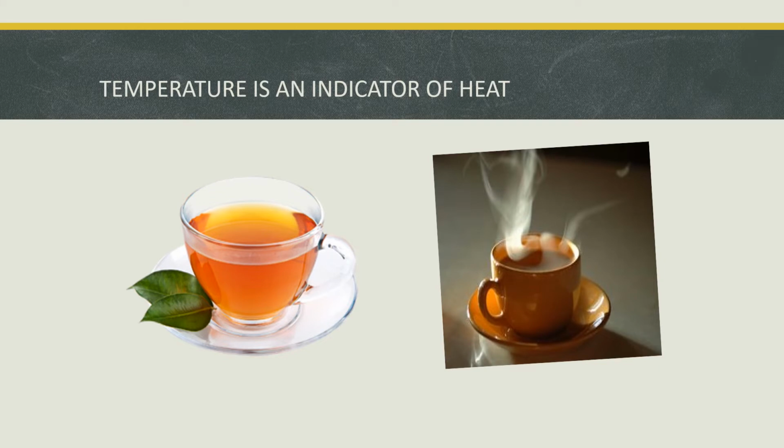Here you can see 2 cups of tea. In cup number 1, the tea is very cool because its temperature is very low. In cup number 2, you can feel that the tea is hot because the temperature of the tea is very high. So we can say temperature is an indicator of heat. Move on to the next slide.